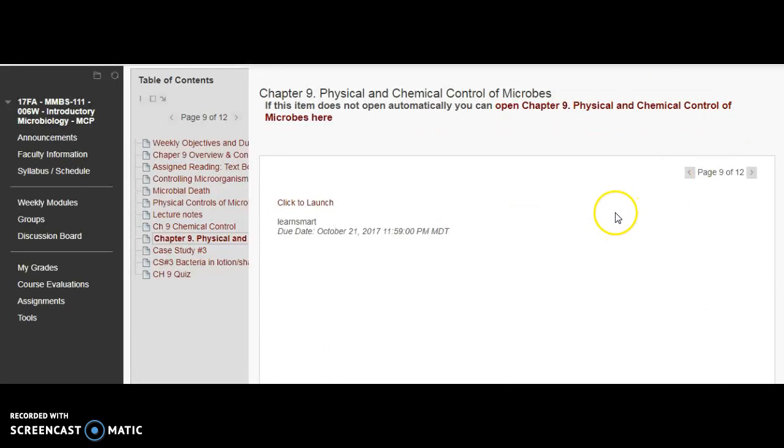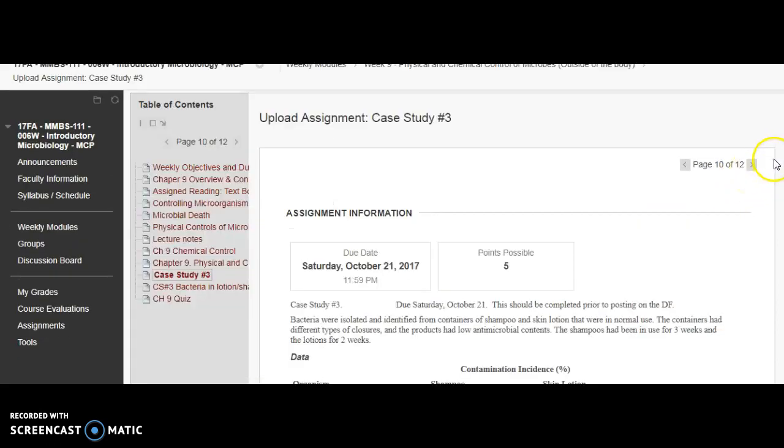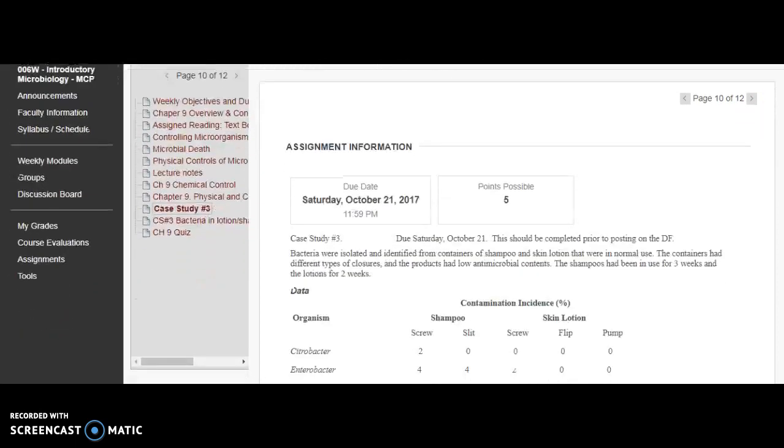All right, now you can go to your LearnSmart activity for Chapter 9. It looks at all of Chapter 9, also due Saturday night at 11:59 p.m. The time is correct. And then here is your case study.